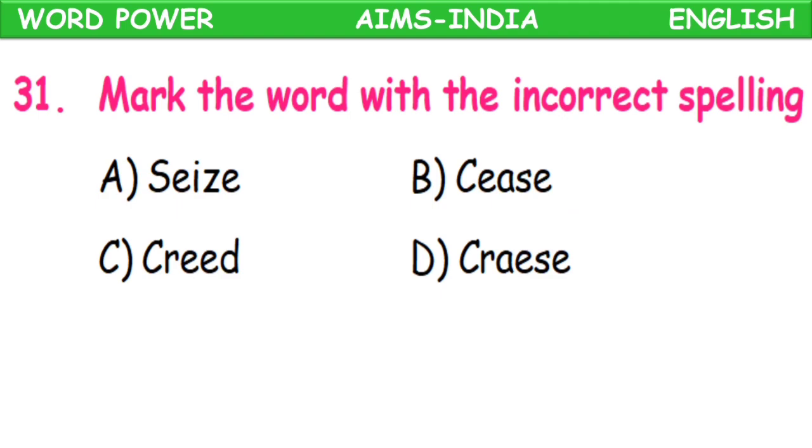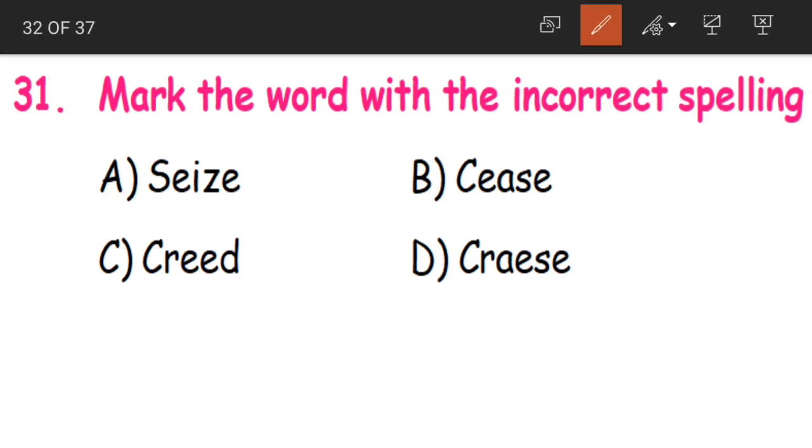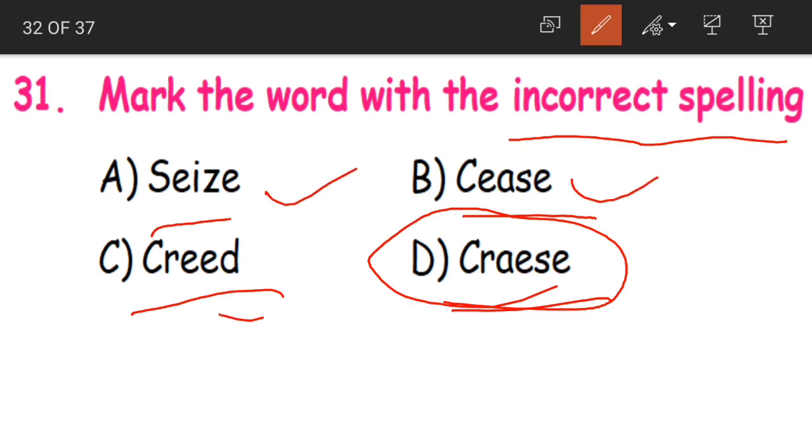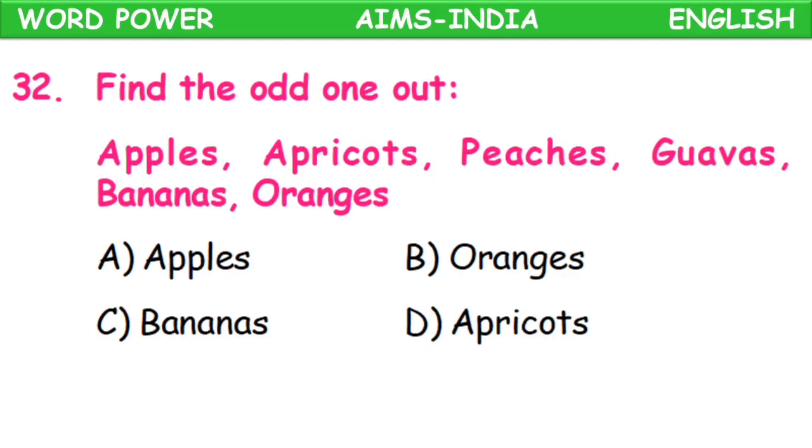31st one children, mark the word with the incorrect spelling. Cease, creed and crease. And D is the incorrect spelling. Whereas cease and creed are the correct ones.